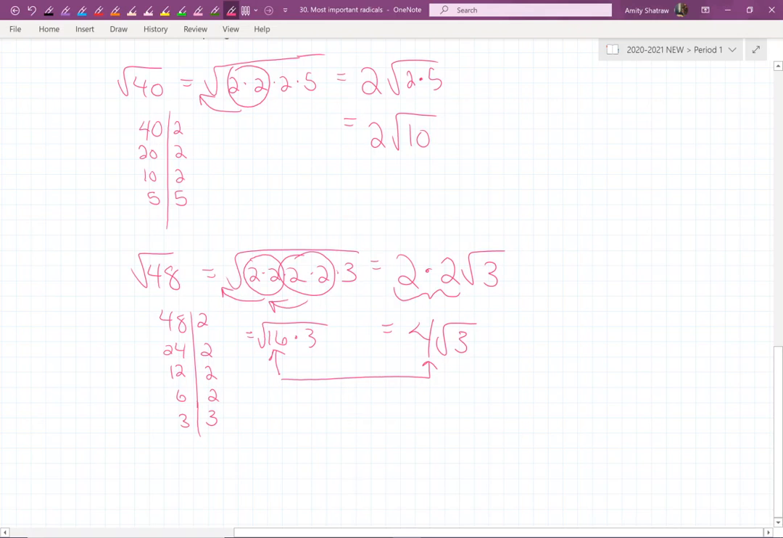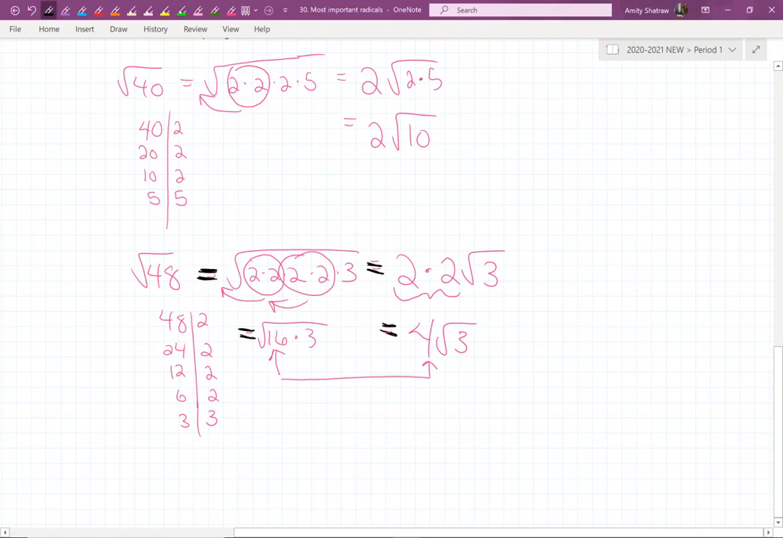Now, when I write equal signs here, I'm very serious about them. This square root of 48 does equal that mess. And this mess also equals that mess, which also equals this mess, which also equals that mess.